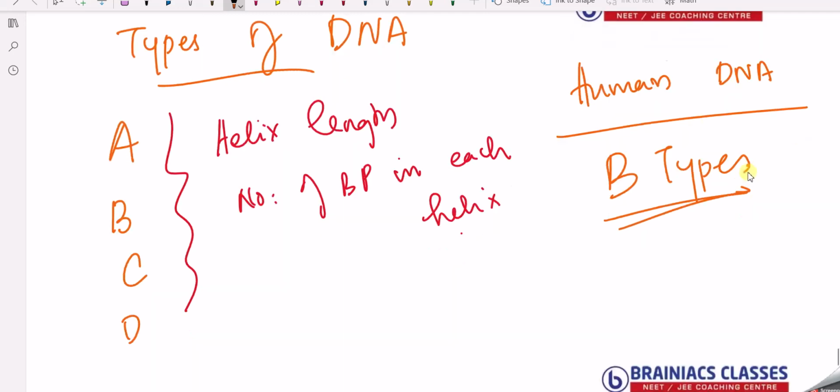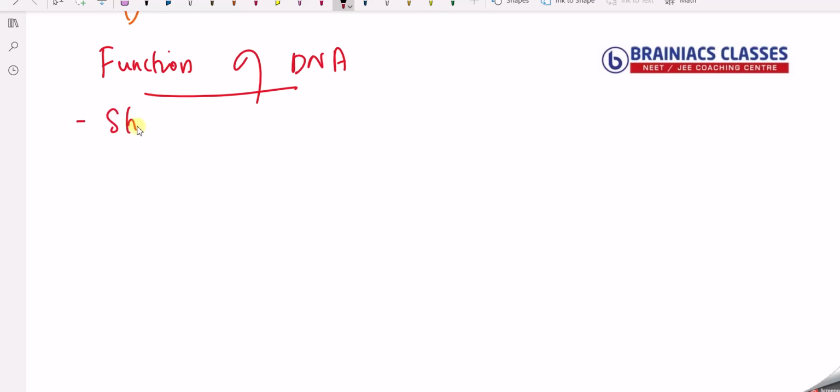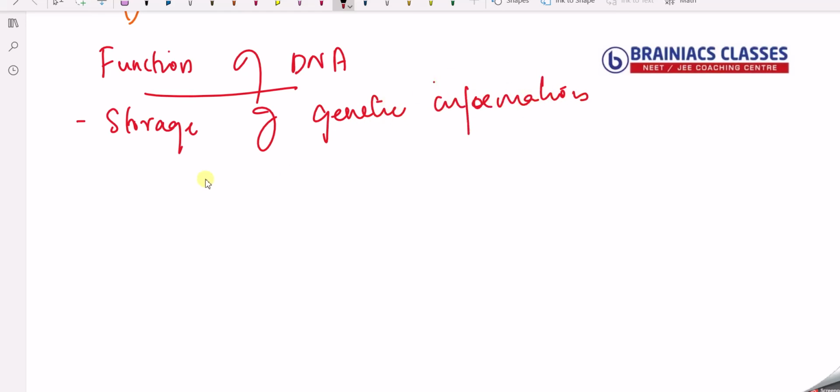Now, what is the function of DNA? Storage of genetic information. This is the unit of inheritance. This is what is passed down through generations. The gene that is present in DNA is passed down from one generation to another generation.